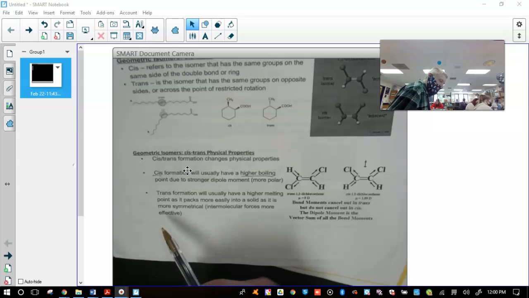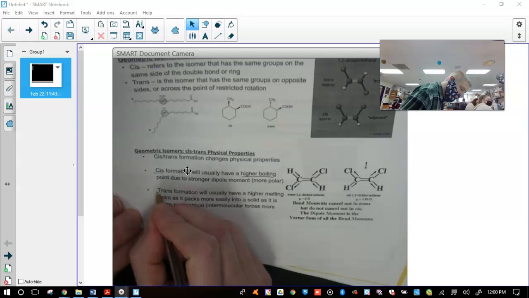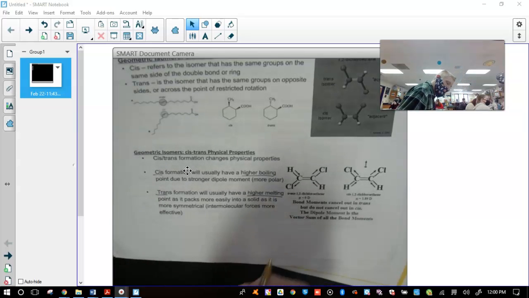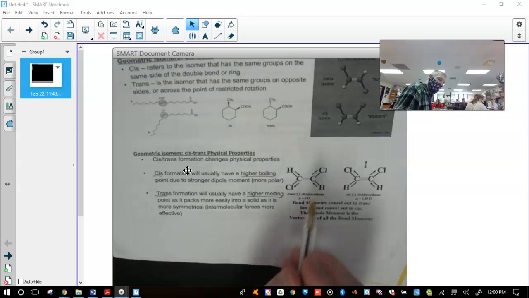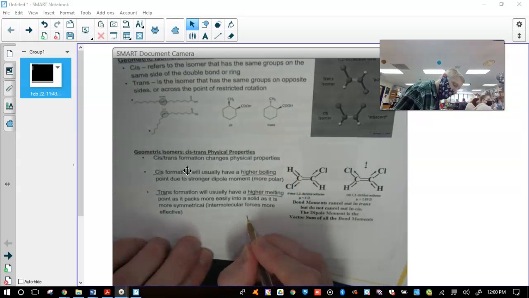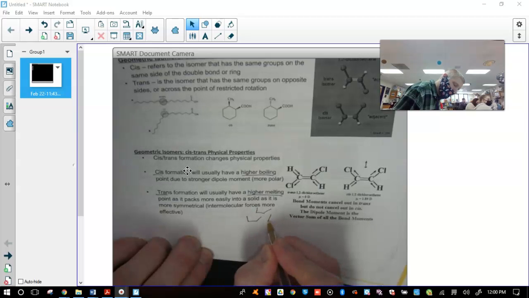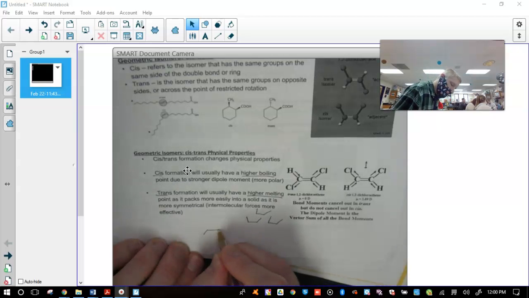All right, trans will usually have a higher melting point, as it packs more easily into a solid because it is more symmetrical. Intermolecular force is more effective. So it's going to stack like a chair, like this one. Here's an example. That would be cis, and here's trans.